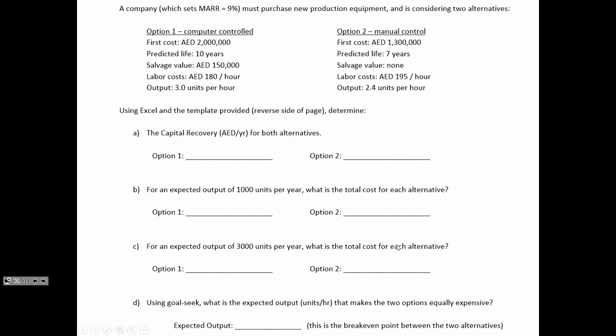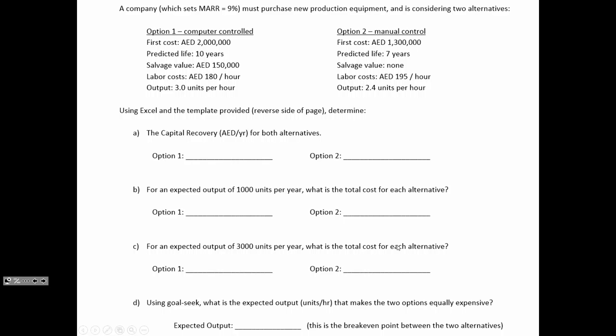Okay, one thing I want to mention before you get working on this is if you're in option B, it asks, what if you're going to do 1,000 units per year? What you need to calculate is how many hours is it going to take to do that? Because option one is going to take a different amount of time to do it than option two. And your labor costs are based on the number of hours, not necessarily just on the number of units that are being made.